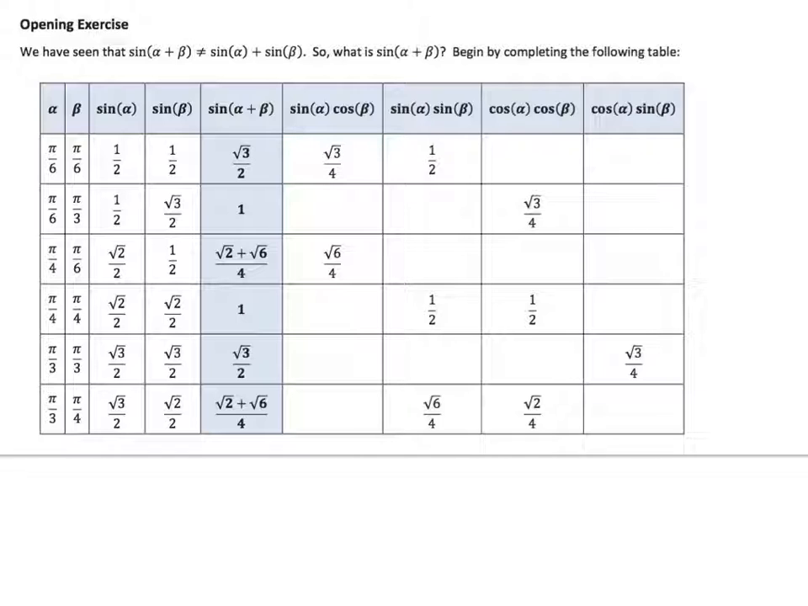We've seen that sine of alpha plus beta is not equal to sine of alpha plus sine of beta. So we're actually going to work at developing something about sine of alpha plus beta. It says, what is sine of alpha plus beta? Begin by completing the following table. For this example, they've given us all of our pieces and parts: sine alpha, sine beta. They've added them, done sine alpha times sine beta, or cosine, sorry, given us a lot of pieces. So let's work through filling out the rest of it.